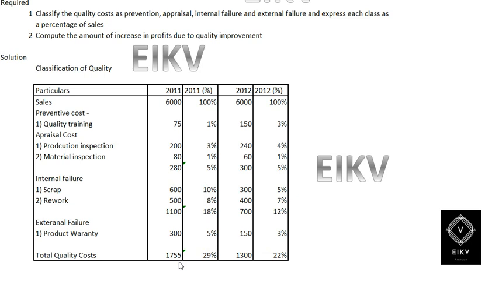Next we need to compute the percentage of sales for each cost, which means we need to divide each cost by 6000. That is 75 divided by 6000 will give 1%, and then 200 divided by 6000 will give 3%, 80 divided by 6000 will give 1%, 280 divided by 6000 will give 5%. Likewise we need to compute each and every percentage of sales, and when we check the total we will get the total percentage of 29% for 2011 and 22% for 2012.